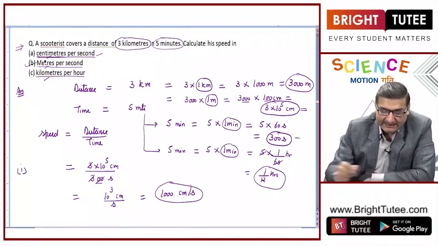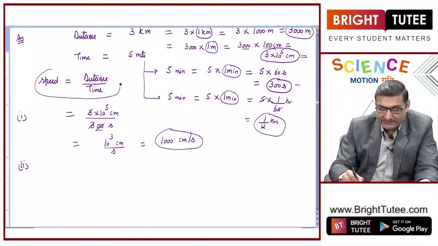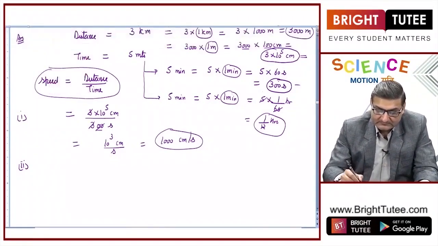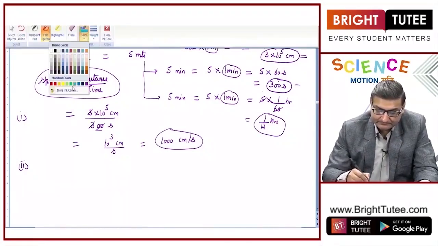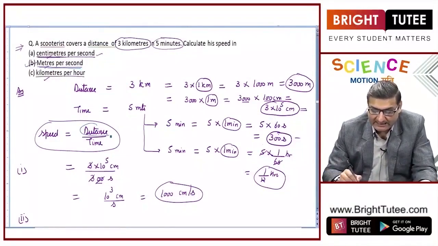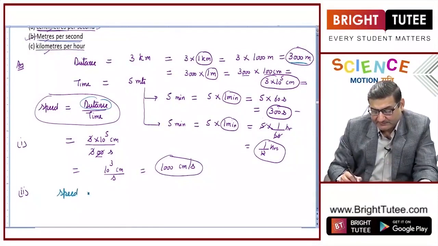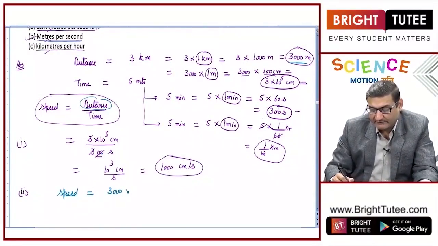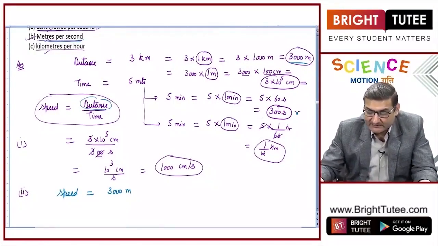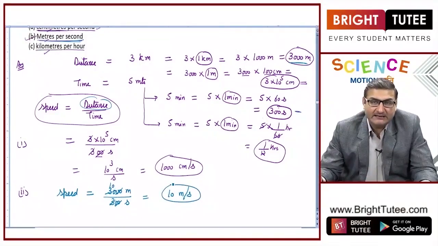Got it? Now second, I require it in meters per second. Once again I have the same formula with me, that is speed is equal to distance upon time. Let us place the values. Alright, now the question is asking for meters per second, so distance I will be using in meters. How many meters were there? 3000 meters I have already calculated. So now I will write that my speed is equal to distance, 3000 meters, divided by time, how many seconds were there? 300 seconds. Cancelling 2 zeros with 2 zeros, 3 into 1 and 10, the answer is 10 meters per second. This is the speed in meters per second.